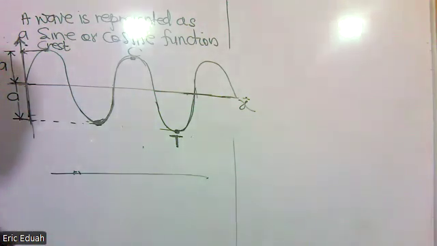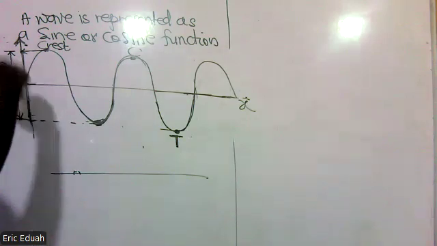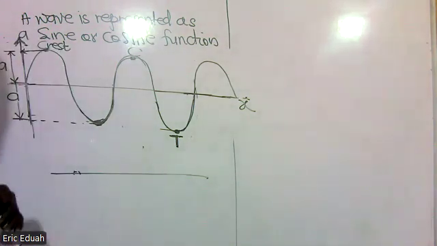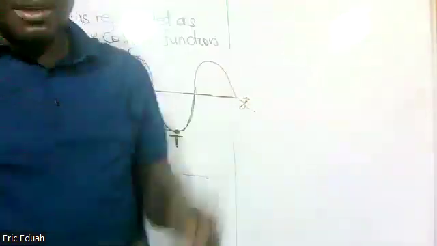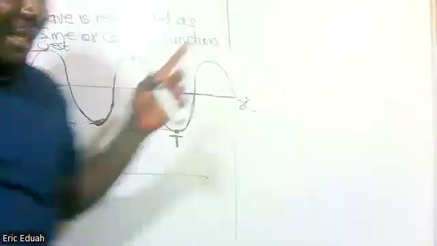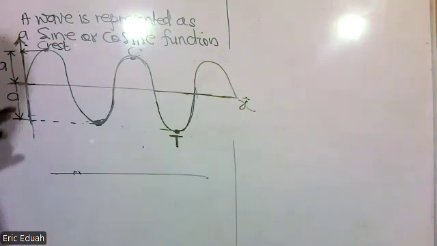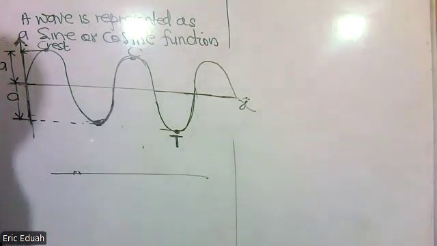Now, the amplitude represents the maximum displacement of the particles of the medium. So the energy has actually moved the water molecules, and the maximum possible displacement is what we are representing by the amplitude. So this is the wave profile.